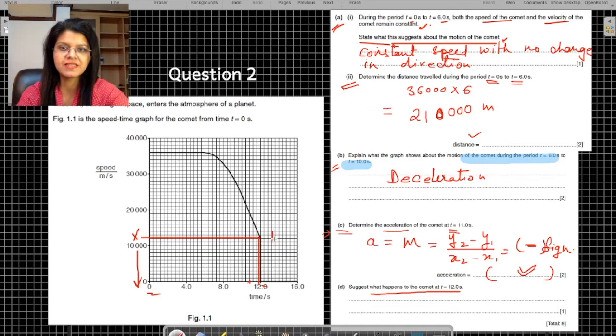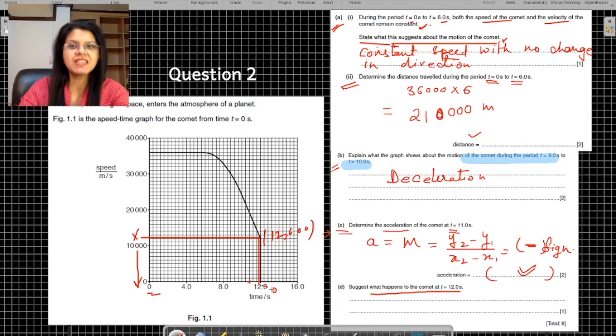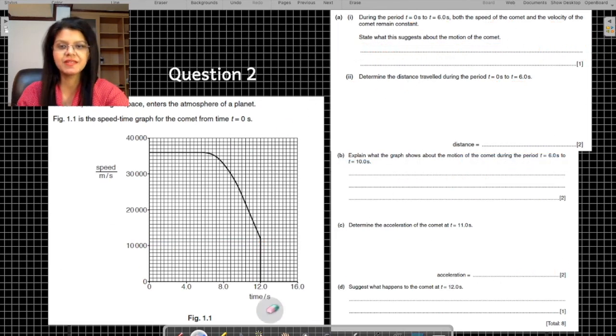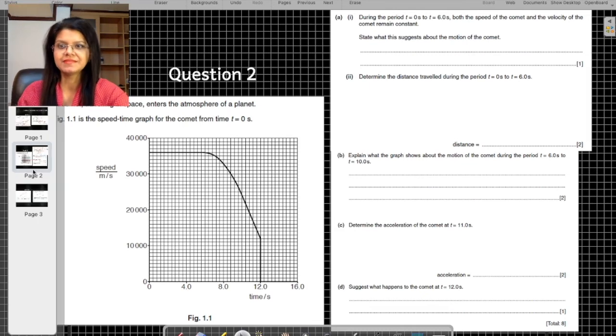From 12,000 speed, the speed came down to 0 value. This could have happened, a sudden drop in speed, maybe the comet crashed on the planet. It hit the planet, sudden stoppage happened, and the speed suddenly went down. Alright, so if this question is well understood, let us move on to the next question. If this is not understood, please rewind the section. You may go through this again.